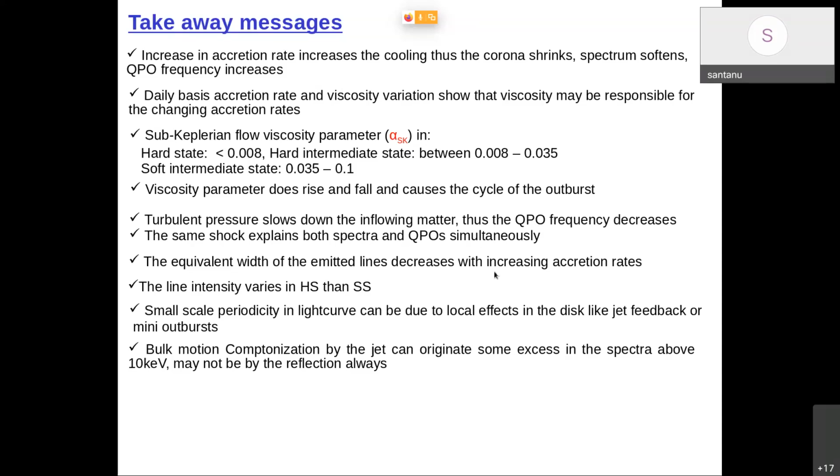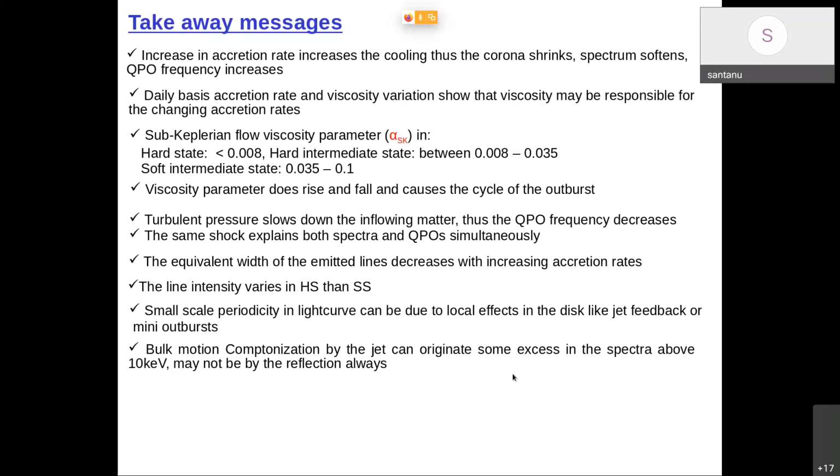Turbulent pressure slows down the inflowing matter, thus the QPO frequency decreases. As the matter slows down, the time increases, so the QPO frequency decreases. The equivalent width of the emission line decreases with increasing accretion rate. Line intensity varies in the hard and soft states.